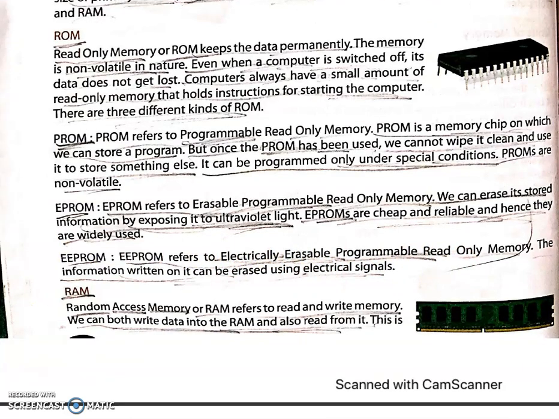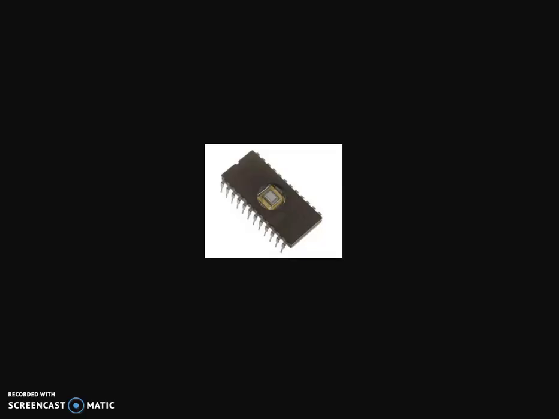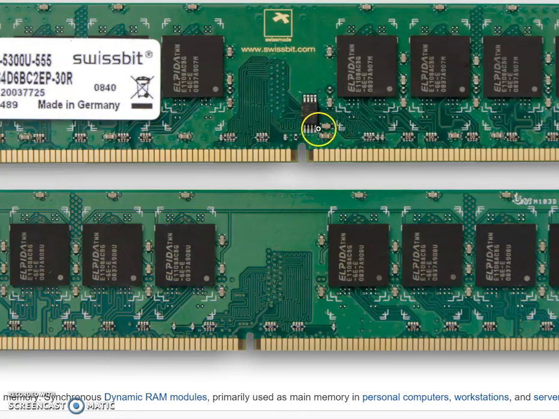Then comes RAM. RAM is random access memory. Okay, let me show you a photograph of RAM first. See, this is how RAM looks. This is typically how RAM looks.